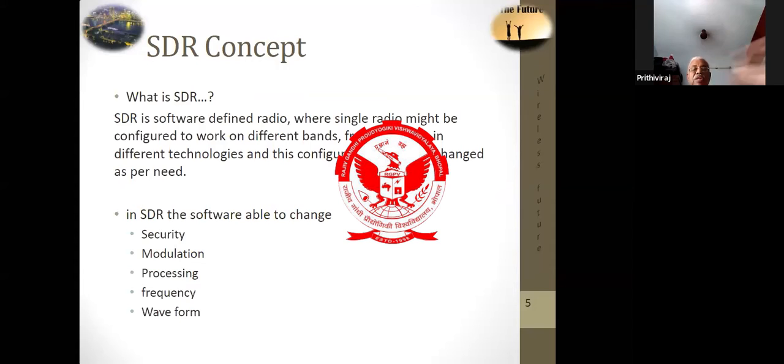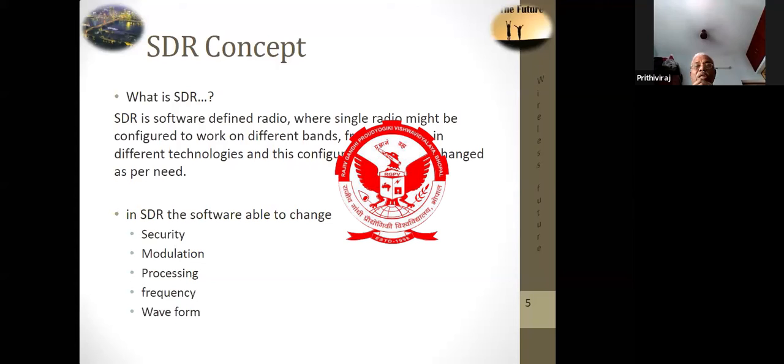So first we define, we've already seen this, but before we touch cognitive radio, which we will denote as CR in future, SDR, as you know, is a software-defined radio where the single radio might be configured. That is the beauty about it. Thanks to software, a single radio can be configured to work on different bands, different frequencies, or in different technologies. And this configuration might be changed as per the need. Okay, so this is extremely useful in a military type of environment. So you find the colonel who is in charge of that regiment, and he has sent out his field officers to go and survey, and they come back with these inputs.